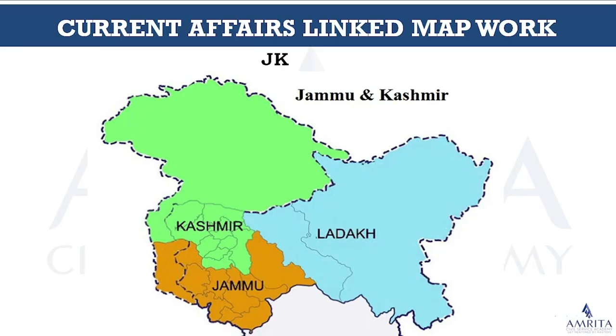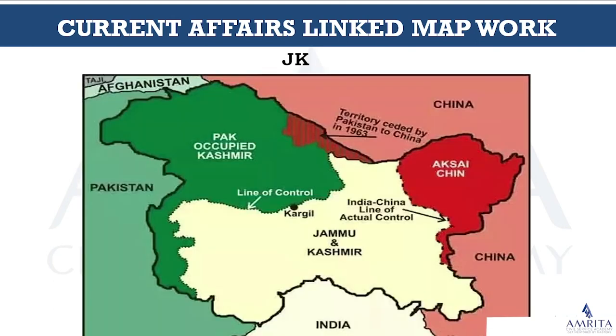This is a map of Jammu and Kashmir regions. Different regions are marked, like Jammu region, Kashmir region, and Ladakh region. This is a border demarcation. The green area shows Pak occupied Kashmir, POK, and the boundary between Pak occupied Kashmir and Jammu and Kashmir area is the line of control.